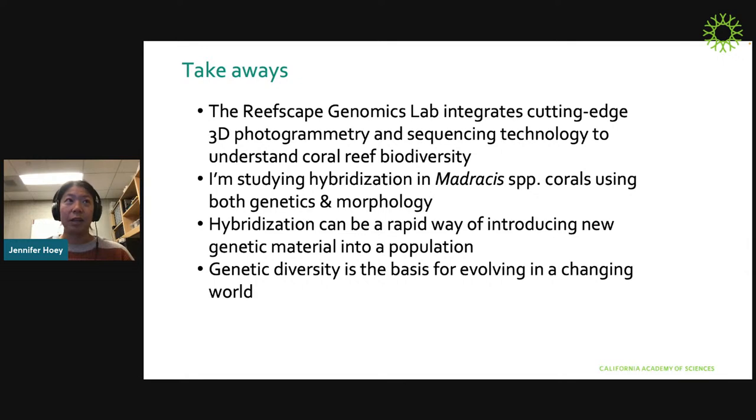And so evolutionarily, this is really important because genetic diversity is the basis for evolving in a changing world. And so by understanding how genetic diversity is moving between and among different populations or species, we can get a better handle on what happened in the past, but how that also might translate into the future as corals and coral reefs are facing new challenges.